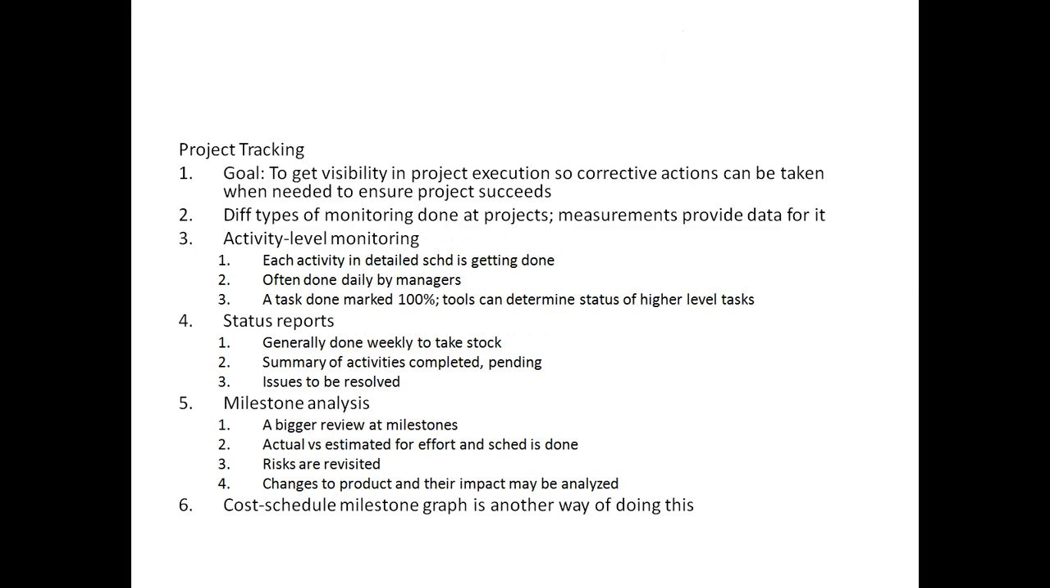So, project monitoring and tracking. The main goal of monitoring is for project managers to get visibility into the project execution, so that they can determine whether any action needs to be taken to ensure that the project goals are met. Different types of monitoring must be done for a project. The three main levels of monitoring are activity level, status reporting, and milestone analysis.